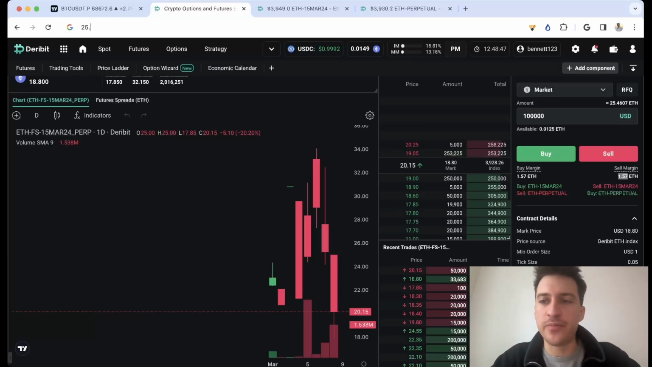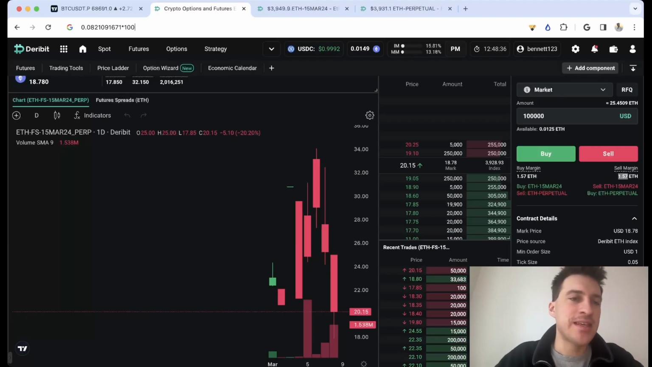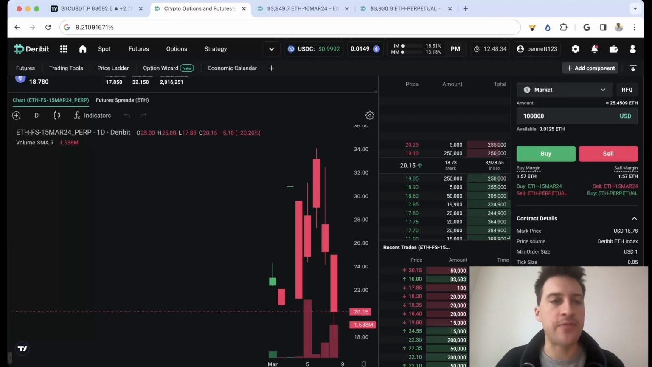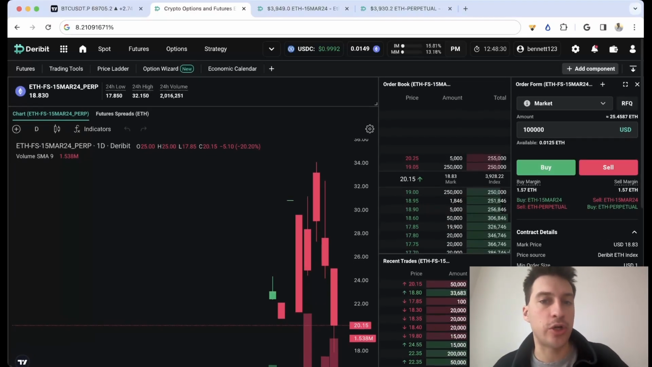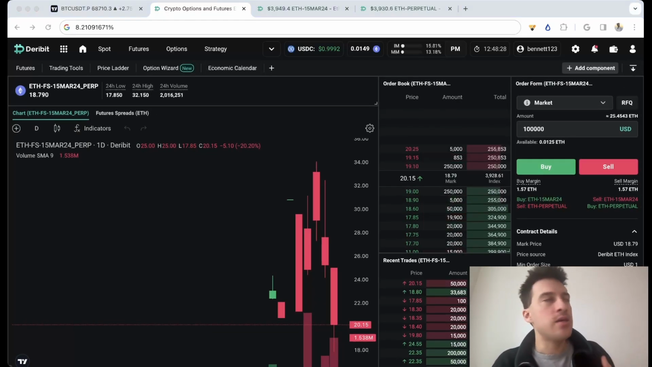Because it's 25.46 times 20 divided by 1.57 times 39.50. Hope I didn't lose anyone there, but it's 8%. Yep, 8%. So this is a way that if you use maximum leverage, you would actually just generate an 8% return because these premiums are so high.